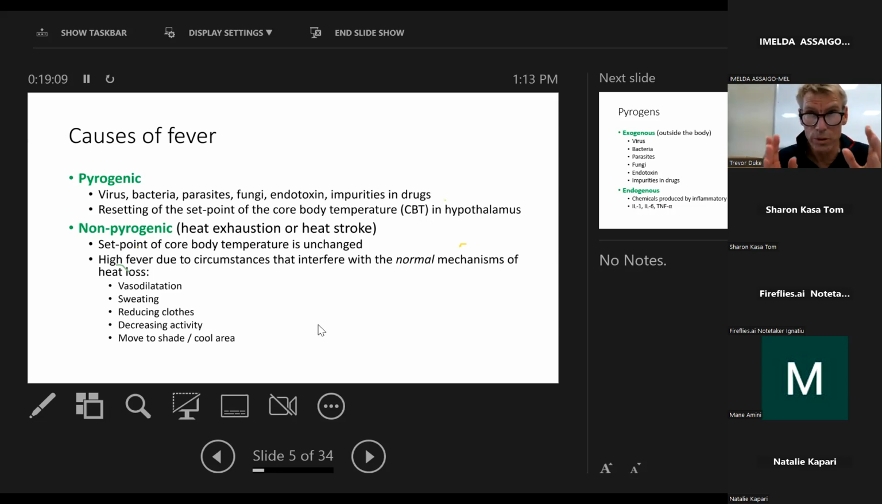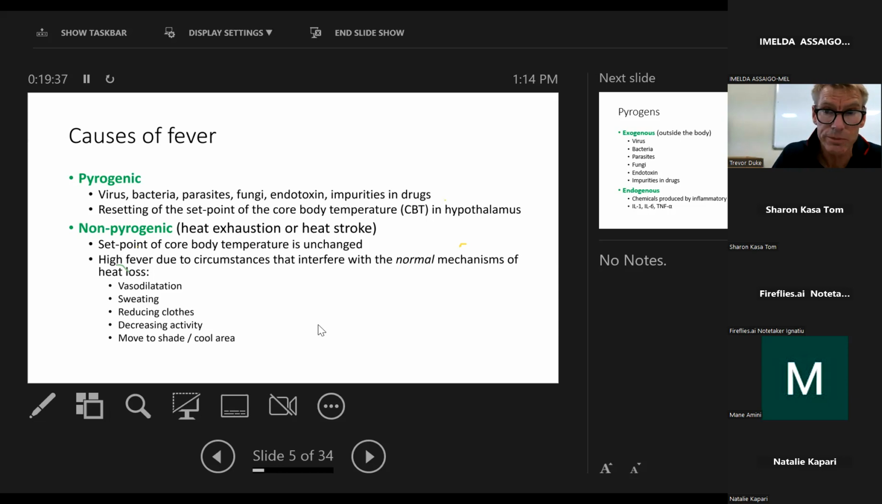That's our core body temperature. But when you're exposed to viruses or bacteria that are acting as pyrogens, then that resets the core body temperature, sometimes to a much higher level, like 39 or 40 degrees. Then your body responds by generating that sort of heat and generating fever. They're pyrogenic causes of fever, but there are also non-pyrogenic causes of fever.